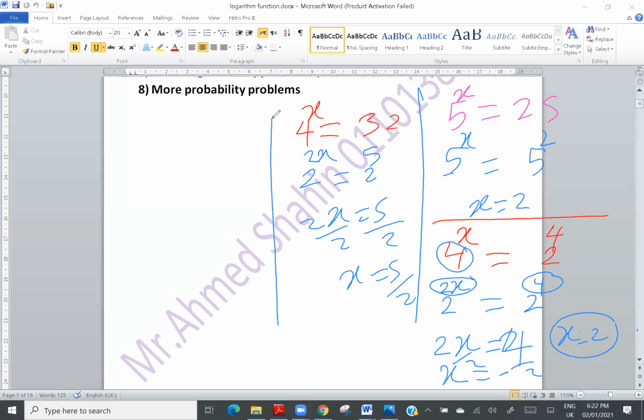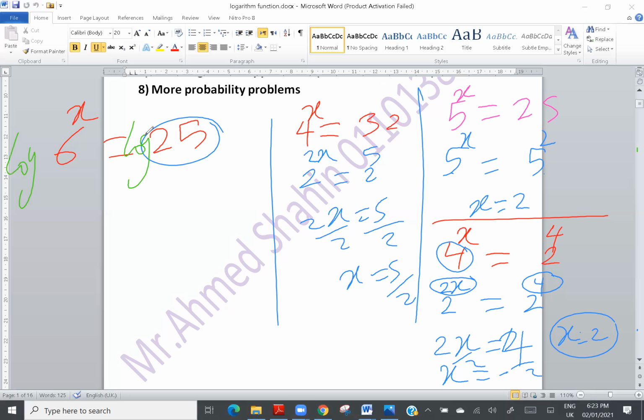But the problem is if it was like this, for example, 6 power x equal 25. So how could you solve this? Can 25 be 6 power something? No. Can 6 be 5 power something? No. So here, in this kind of problems, we have to use the logarithm. If you apply log to both sides and use the rules of the logarithm, you can solve this problem.